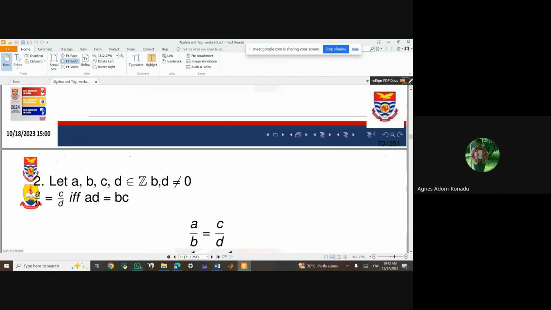Now let A, B, C, D be integers, and let B and D not equal 0. Then A over B is equal to C over D if and only if AD is equal to BC. I hope you can see that. If I have A over B equal to C over D, I can rewrite it as A multiplying D and B multiplying C.